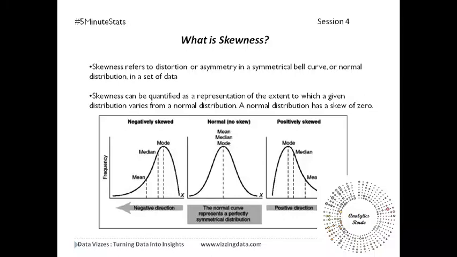So how do we understand this? How do we interpret the skewness values? If the skewness is between minus 0.5 and 0.5, the data is said to be fairly symmetrical. If it's between minus 1 and minus 0.5, it's negatively skewed. And if the skewness is between 0.5 and 1, the data is moderately skewed. Skewness of more than 1 or less than minus 1 represents that the data is highly skewed.